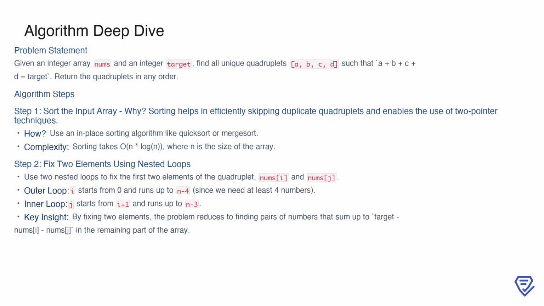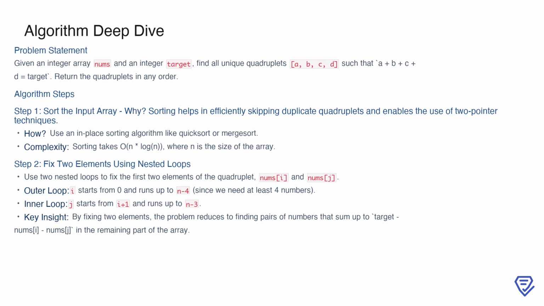The problem we're addressing here is to find all unique quadruplets in an integer array that add up to a given target. To approach this, we first sort the input array. Sorting is crucial because it allows us to efficiently handle duplicates and leverage the two-pointer technique later in the algorithm. Sorting the array can be done using an algorithm like quicksort or mergesort, both of which operate in O(n log n) time complexity.